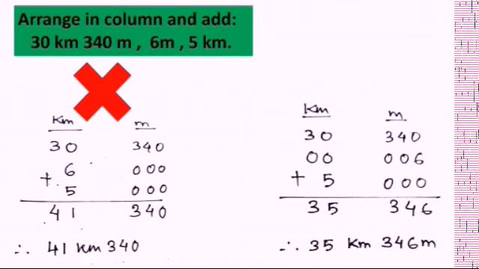See, the question is: arrange in column and add 30 km 340 meters, 6 meter, 5 kilometer. You know what we need to do for this kind of question. First of all, we need to write how many different units are involved in this question, and you need to make that number of columns, and write the proper numbers in the proper unit place. Then you have to add. If there is any unmentioned place, you should fill it up with 0.